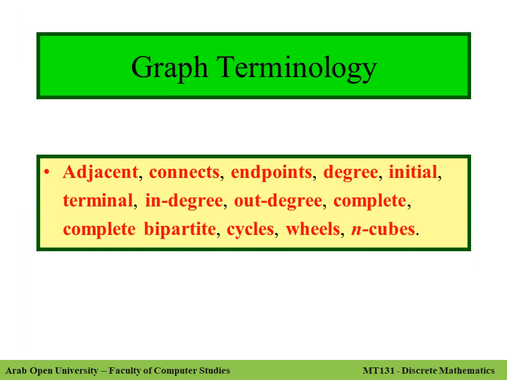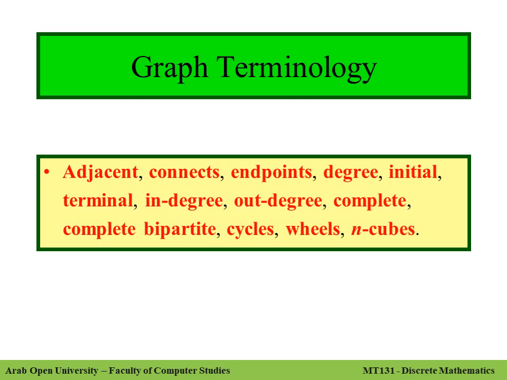Next, we would like to consider some graph terminology, some terms that are used when we are studying graphs. For example, adjacent. If you have two vertices, you will say that the two vertices are adjacent. An edge, for example, connects two vertices. We'll talk about endpoints of an edge, the degree of a vertex, and initial and terminal vertices. For directed graphs, we will see how to calculate the in-degree and the out-degree, and then we will look at several types of graphs.